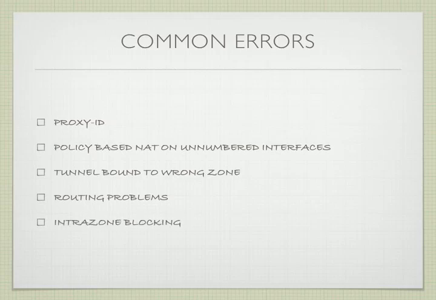And intrazone blocking. If you have tunnel interfaces that are all in the untrust zone, and perhaps you have two remote sites trying to communicate with each other across that tunnel, by default, the untrust zone has intra-zone blocking turned on. So you've got to make sure there's an untrust to untrust policy to allow that traffic to occur.